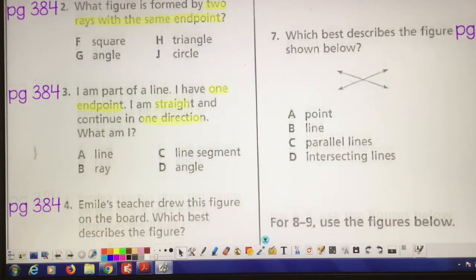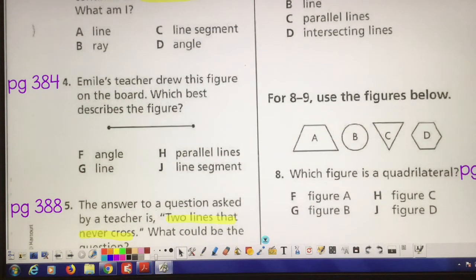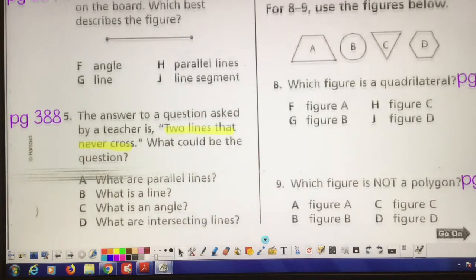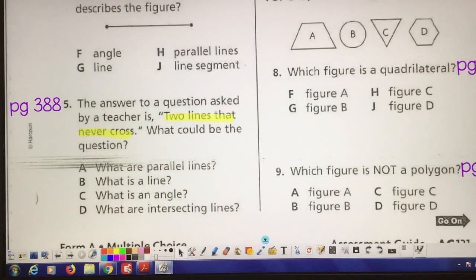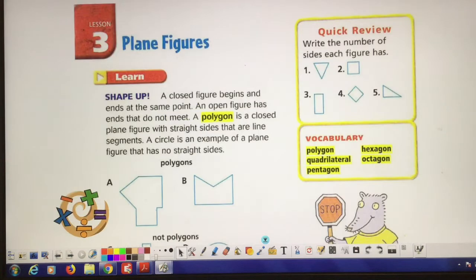Now, for number 8, 9, and 10, to finish off the front side, we're talking about polygons and quadrilaterals. So we need to look on page 390 for the definition of both. Which figure is a quadrilateral? And remember, Miss Comer talked about what a quadrilateral is. Remember, like a quad? So let's take a look on page 390.